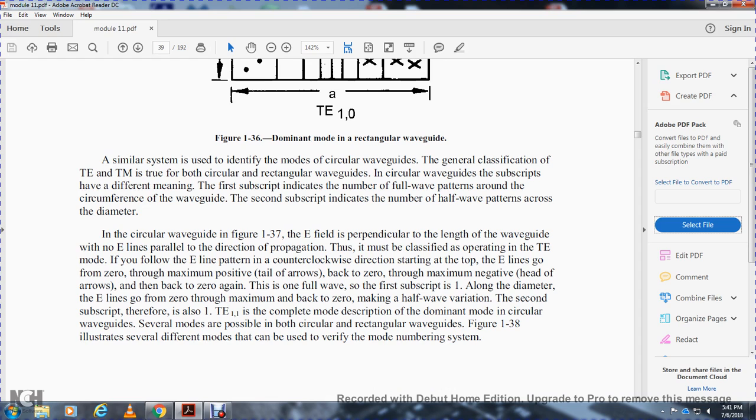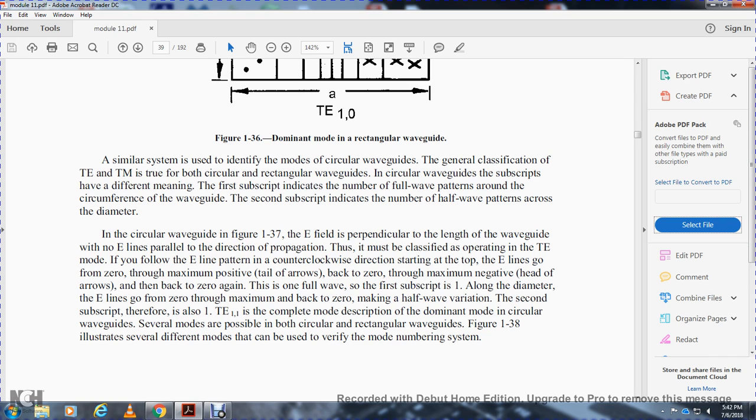This must be classified as a transverse electric mode. Following the electric line pattern in the counterclockwise direction, starting at the top, the electric lines go from 0 through the maximum positive, the tail of the arrows, back to 0, through the maximum negative, the head of the arrow, and back through 0 again. This is one full wave, so the first subscript is 1. Along the diameter the electric lines go from maximum to 0 to maximum, making a half wave variation, so the second subscript is 1. The transverse electric 1-1 mode is the complete mode description and the dominant mode of the circular waveguide.